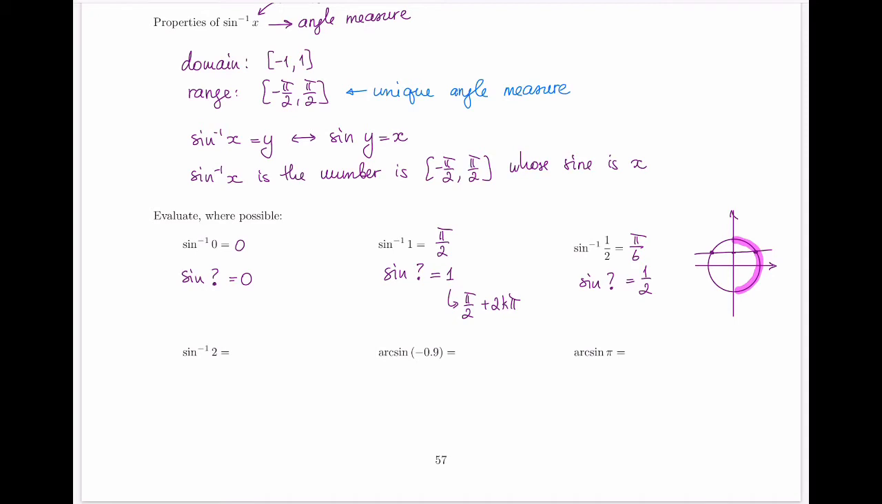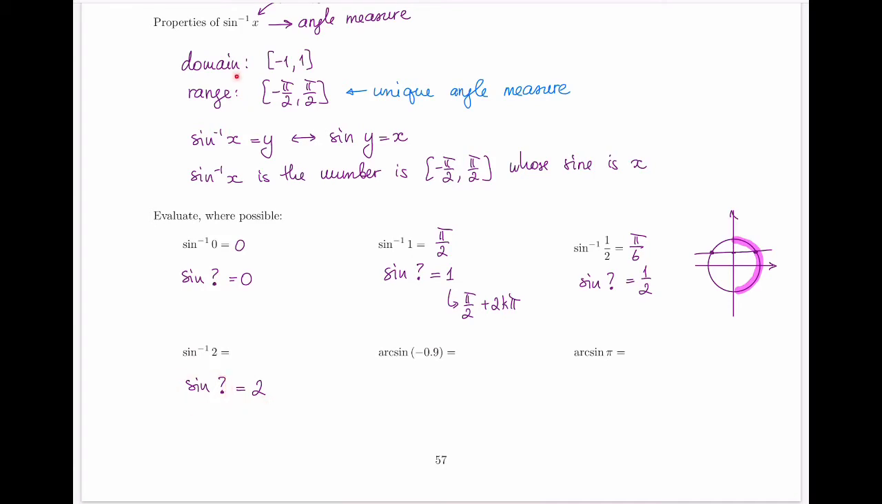Next up, we have sine inverse of 2. So I have to think of what angle I have to compute the sine of to get the value of 2. Well, I know that this is impossible. Sine of no angle will be 2, because sine of anything is restricted to be between -1 and 1. So this is simply not possible.